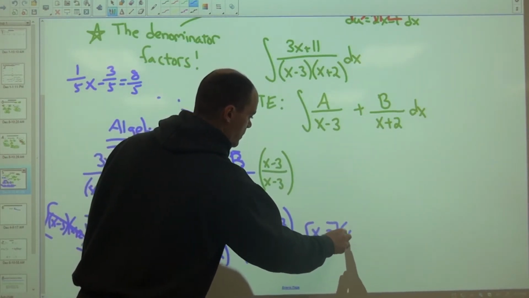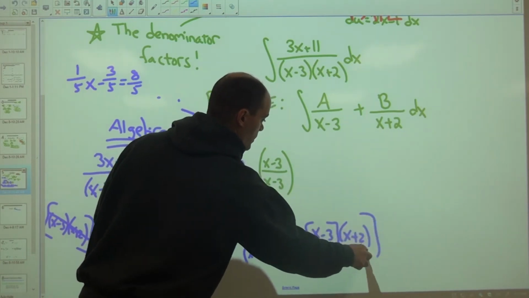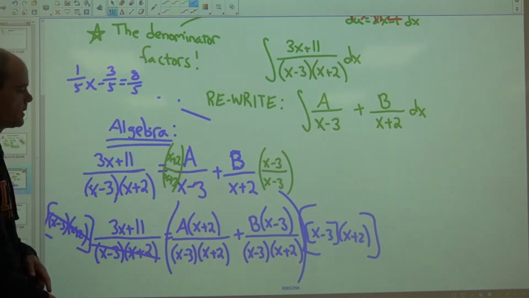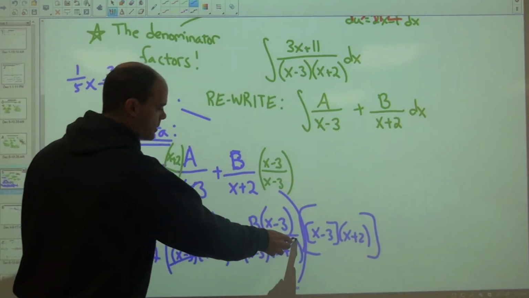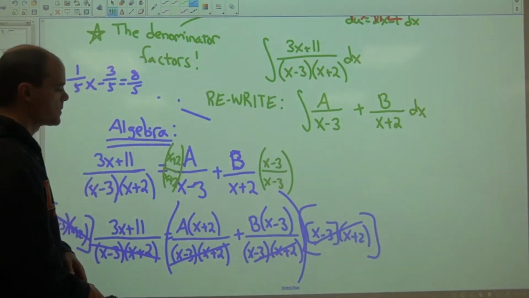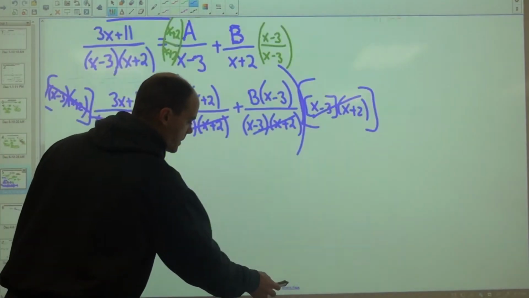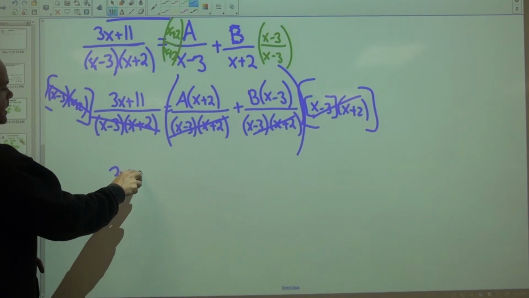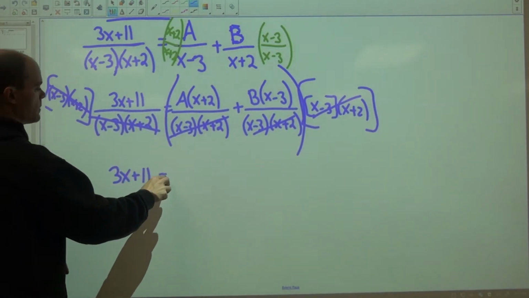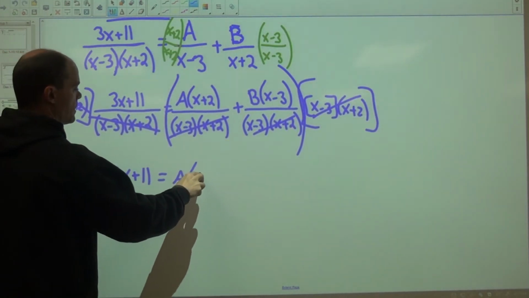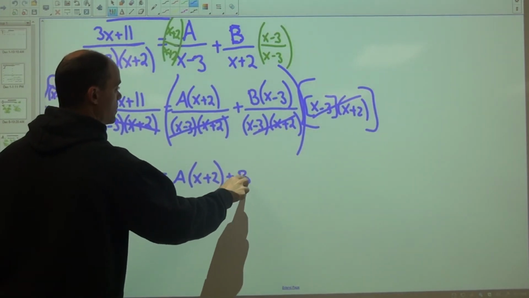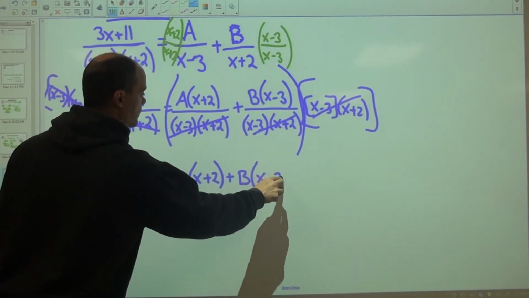Well, that's not really what I wanted, but there we go. And I'm multiplying this whole quantity by it. So cancel, cancel on both sides. And now what's my new equation? Well, it's pretty simple now. I've got 3x plus 11 equals a times x plus 2 plus b times x minus 3.